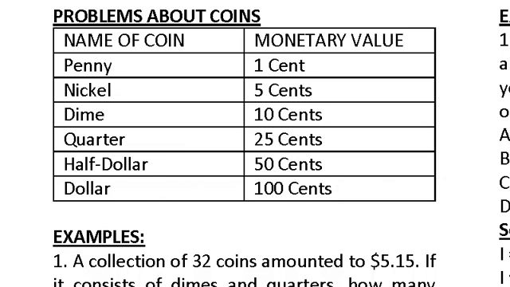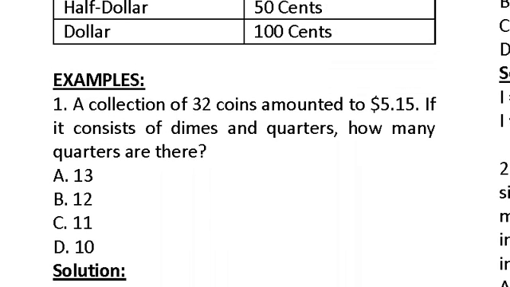Okay, let's take a look at an example. How about this one? A collection of 32 coins amounted to $5.15. If it consists of dimes and quarters, how many quarters are there? Essentially, the idea here is that this is actually an application of systems of equations.